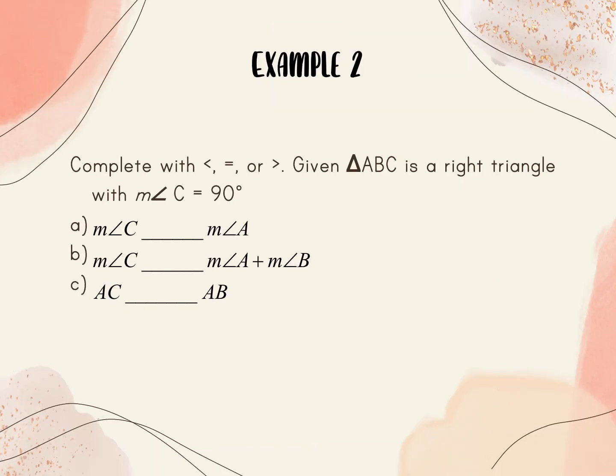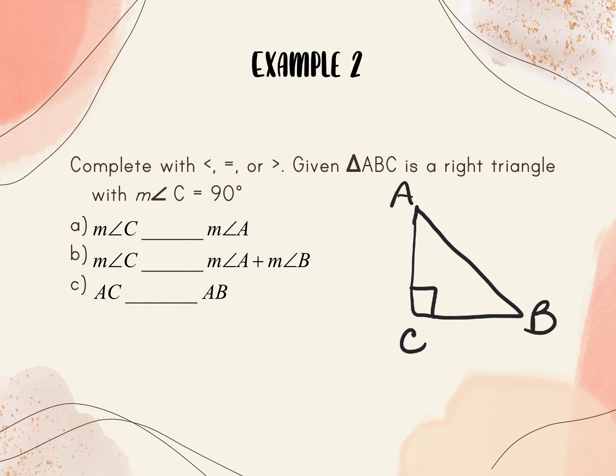Next one, complete. And they want us to fill in either a less than symbol, an equal sign, or a greater than symbol. Notice a picture is not provided. I'll go ahead and sketch one. I'm going to draw a right triangle, and they're telling me the right angle is going to be angle C. Doesn't matter where I put A and B.